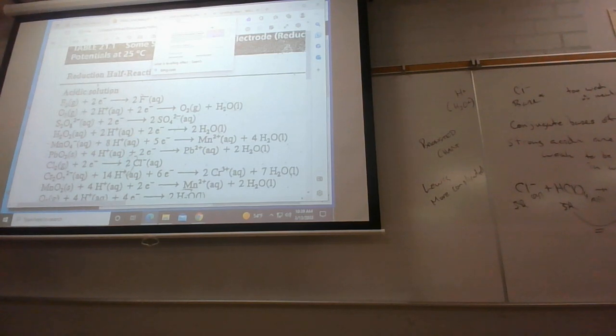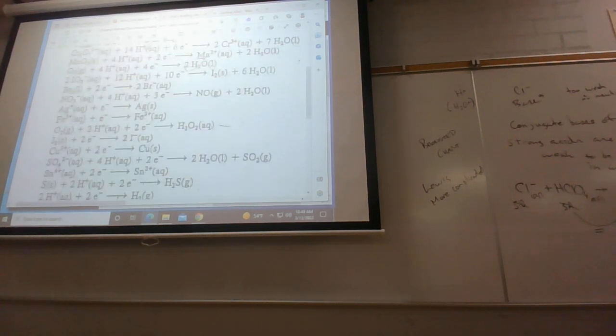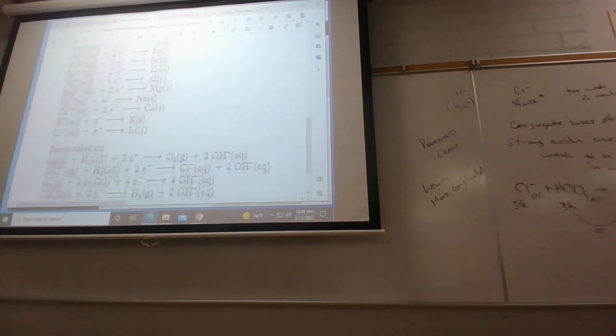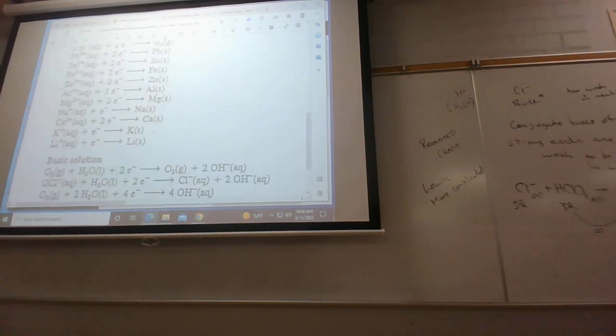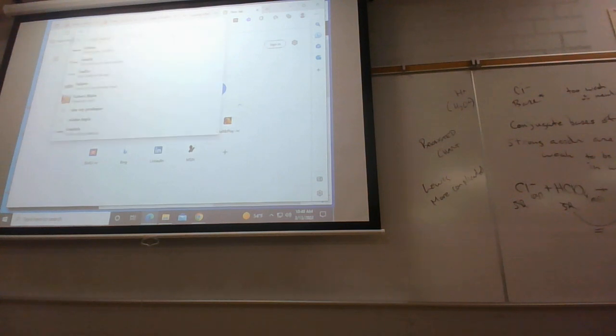There's a simpler chart called the activity series. The activity series is quite simple. And so they took all this mess here and then made the activity series. Does anybody recall in the activity series what's at the top of the activity series? Or this is for single replacement reactions.